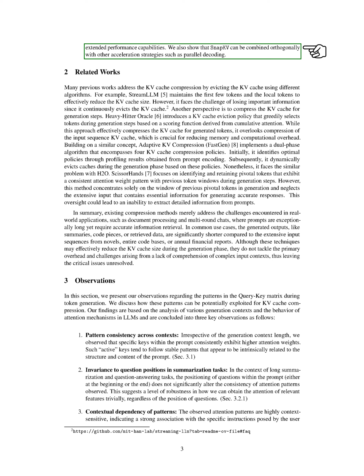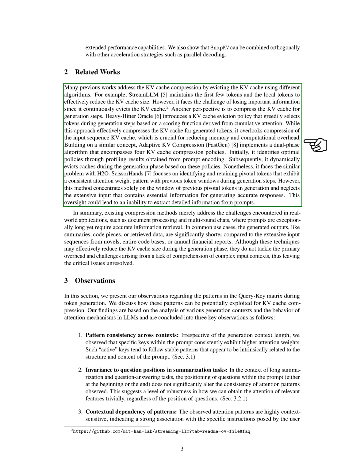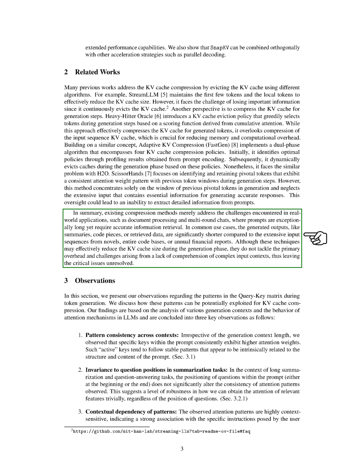like parallel decoding. Previous works have also addressed KV cache compression using various algorithms, such as evicting the KV cache or compressing it for generation steps. However, these methods often overlook compressing the input sequence KV cache, which is essential for reducing memory and computational overhead. While existing techniques may reduce the KV cache size during generation, they do not fully tackle the challenges posed by complex input contexts, leaving critical issues unresolved.